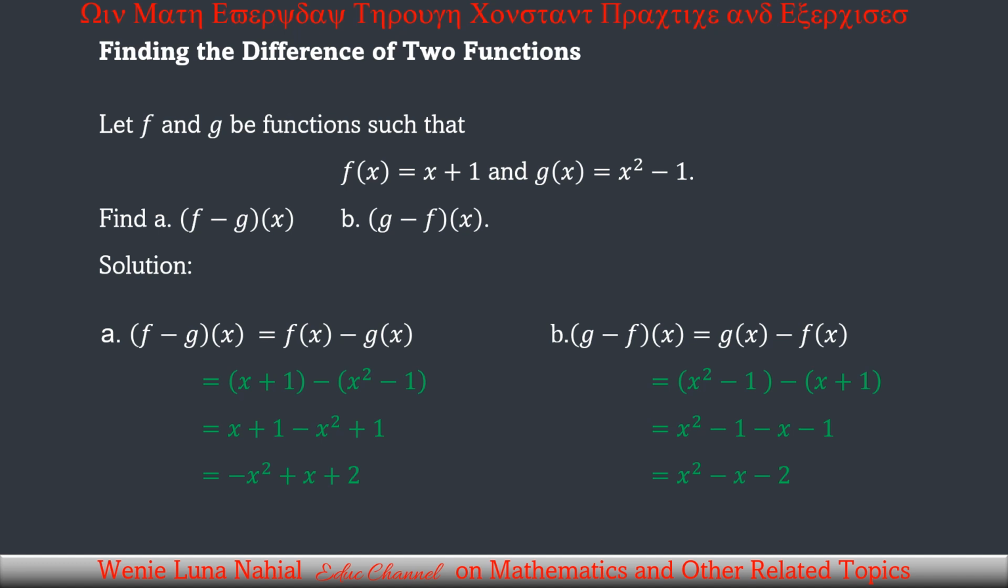So the difference, or the result when you subtract two functions, is not the same. So meaning to say, subtraction is not commutative. Meaning to say, the position of the functions affect the difference.